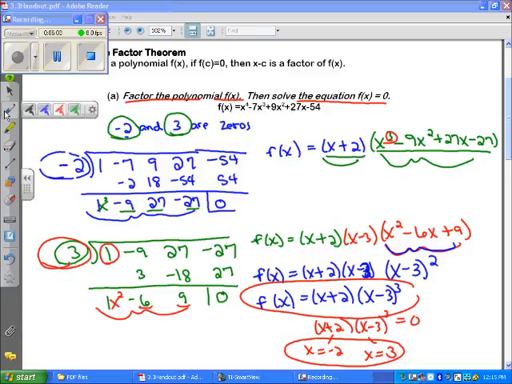Now, to kind of add on something from the previous section, what this tells me is that -2 is a 0 with multiplicity 1, and 3 is a 0 with a multiplicity of 3. Okay, so that concludes this part of this worksheet.